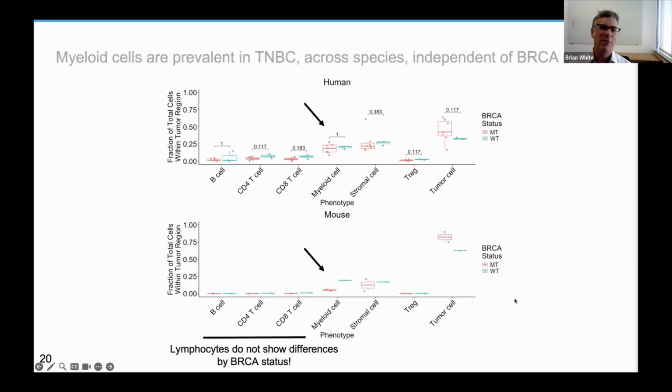Now, surprisingly, after all of that, we observed that the frequency of the lymphocytes within the annotated tumor region did not differ by BRCA status in either the human or the mouse. Nevertheless, what was striking was that there's a high proportion of myeloid cells at about 20% in both species across most of the conditions, with the possible exception of the mutant mice.